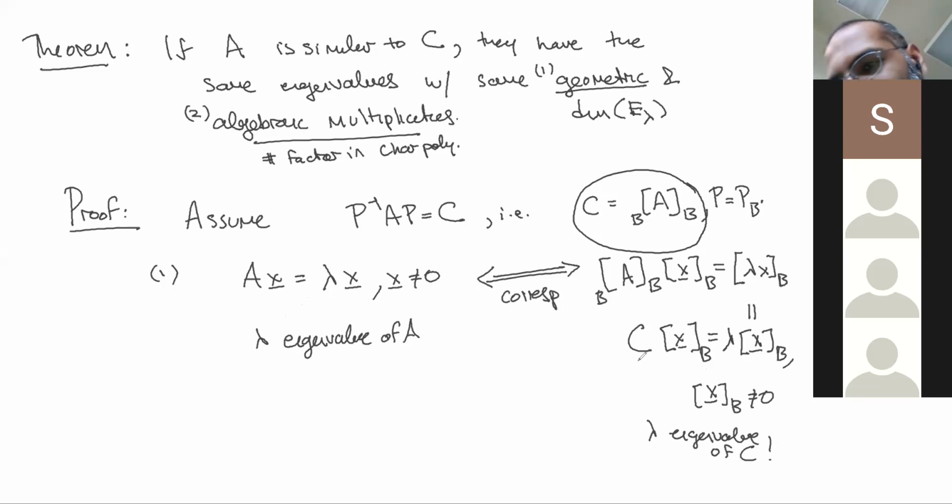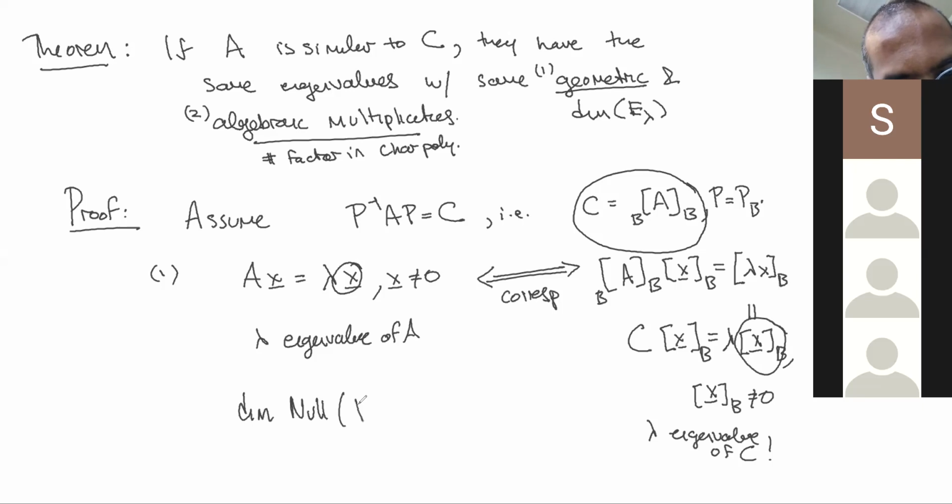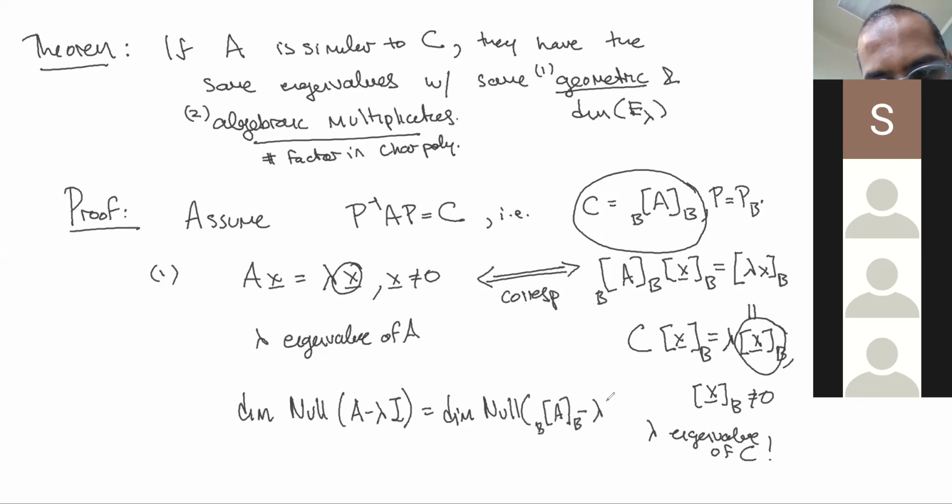I'm not saying that they have literally the same eigenvectors. They actually have different eigenvectors, right? The eigenvector of A is X. The eigenvector of C is the coordinates of X in the B basis, which is not the same thing. And again, applying this to the entire null space, you get that the dimension of the null space of A minus lambda I is equal to the dimension of the null space of the matrix of A in the B basis minus lambda I.